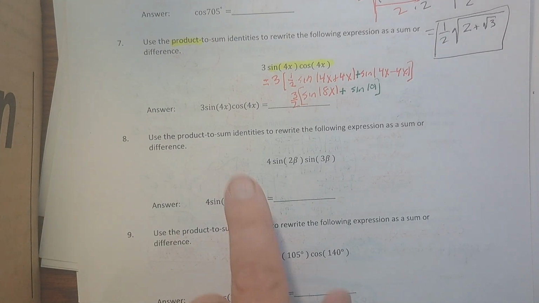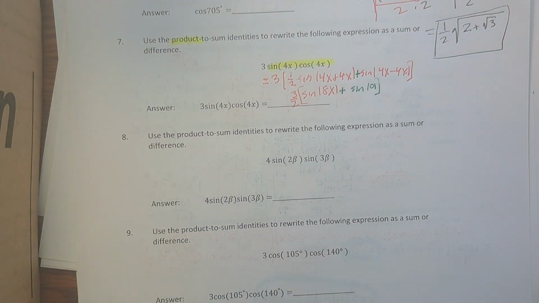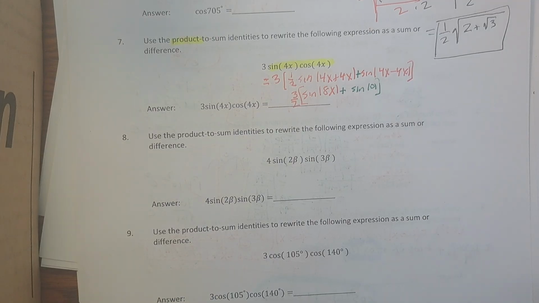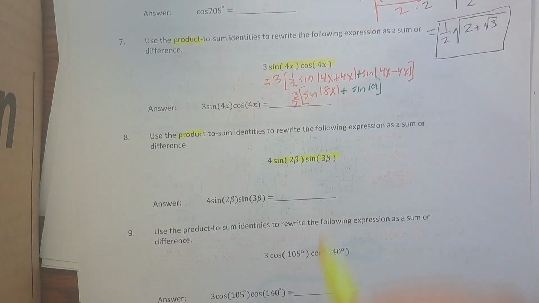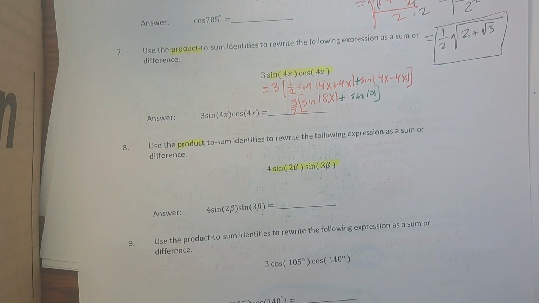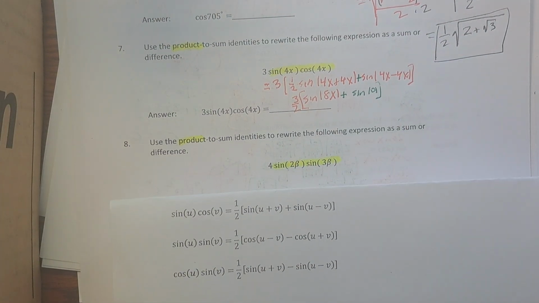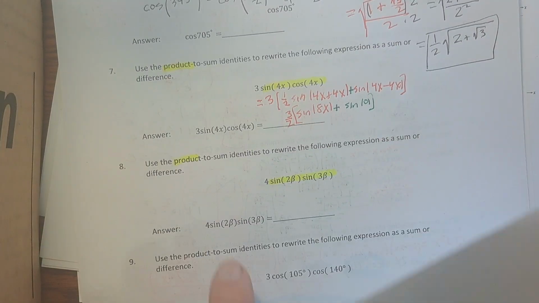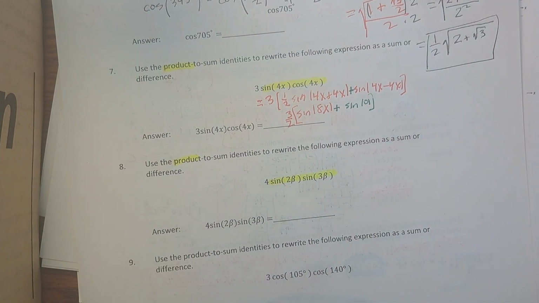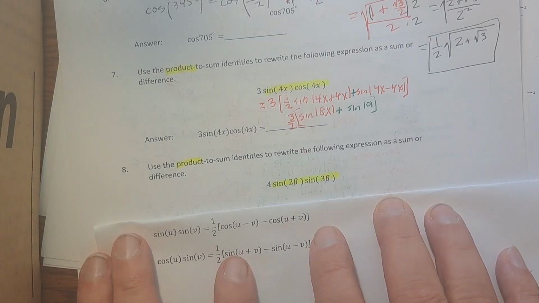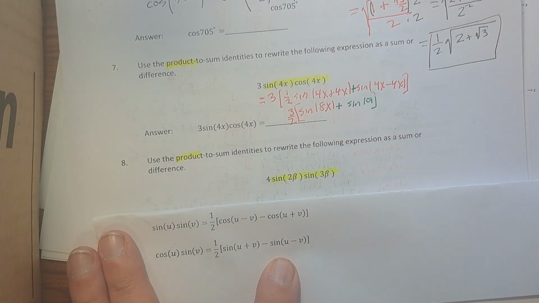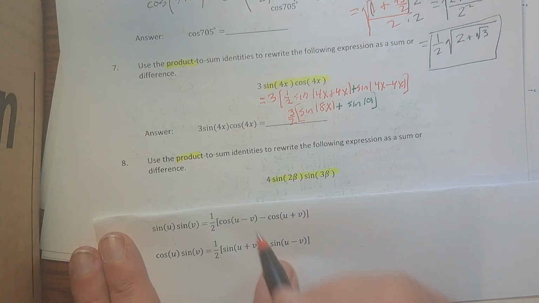Okay, same deal. You're looking for a product, and you want to turn it into a sum. And if you look at our product, this time, it's sine times sine. And this is the one that's sine times sine. Right, the 4 is not important, but there's a 4 in the problem. You just got to leave it there. You don't need to do anything with it.